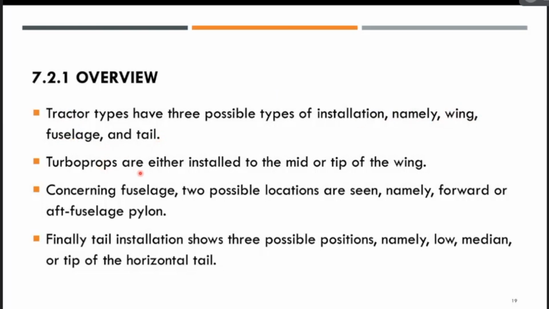A turboprop is either installed to the mid or the tip of the wing, and concerning fuselage, two possible locations are seen, namely forward or aft fuselage pylon. And finally, tail installation shows three possible positions, namely low, median, or tip of the horizontal tail. So you can have many configurations depending on the needs. Of course there are advantages and disadvantages for different types of configuration and location of the engine where it is being installed.